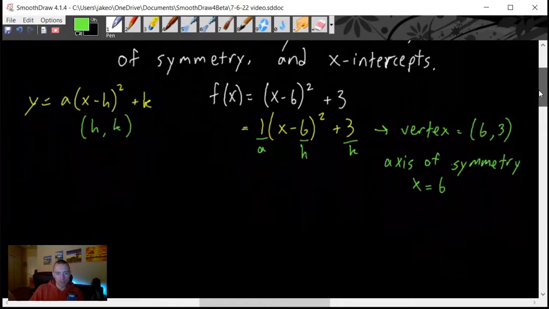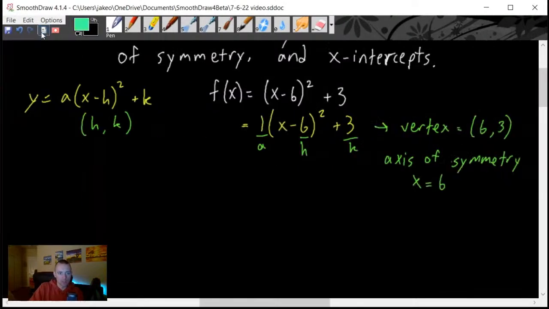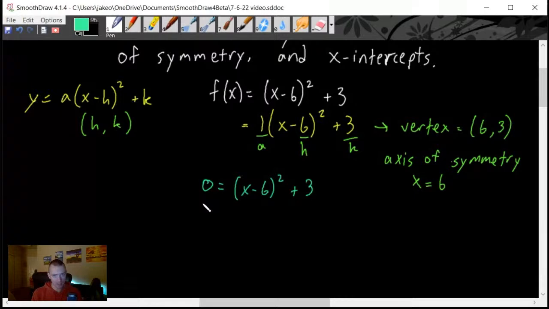And then we need to find our x-intercepts. To find the x-intercepts, you take your equation and set it equal to 0. So we get 0 equals (x minus 6) squared plus 3. Think about what an x-intercept is. It's the place where your function intersects with the x-axis. The x-axis always has a height of 0, a y-coordinate of 0. So if we plug in 0 for y, basically 0 for f of x, and solve for x, that tells us what x values give us the y value of 0, which is where our function intercepts the x-axis.